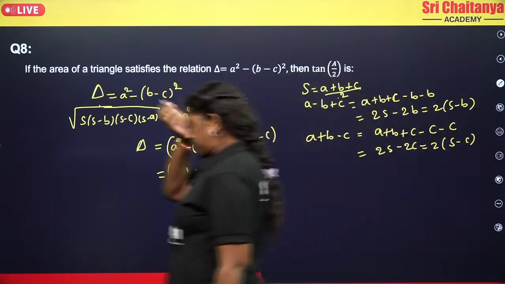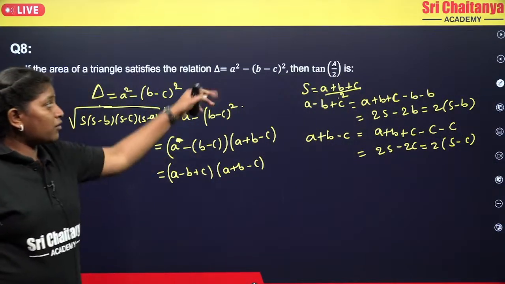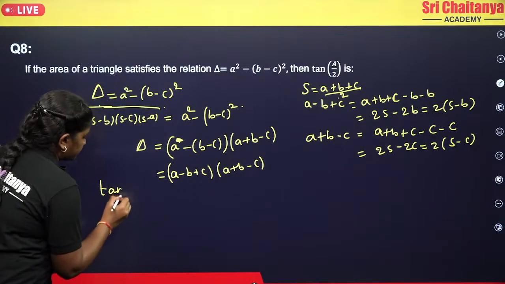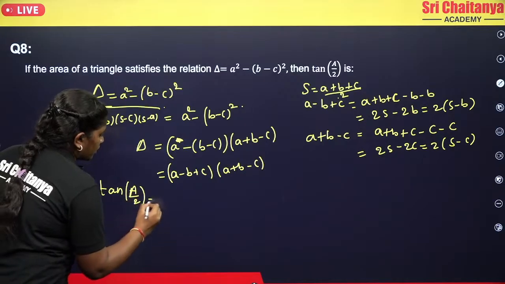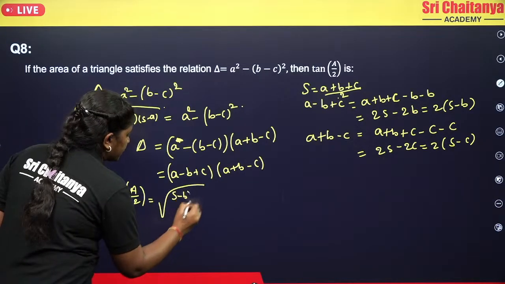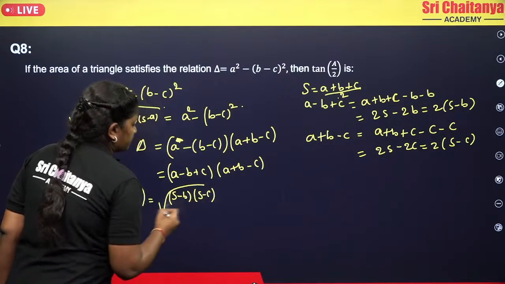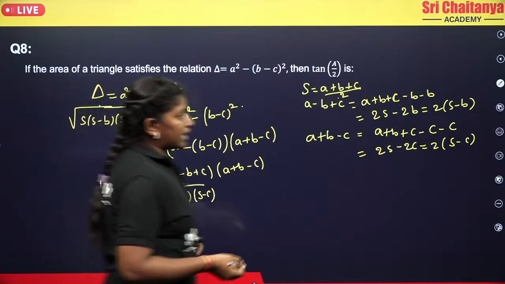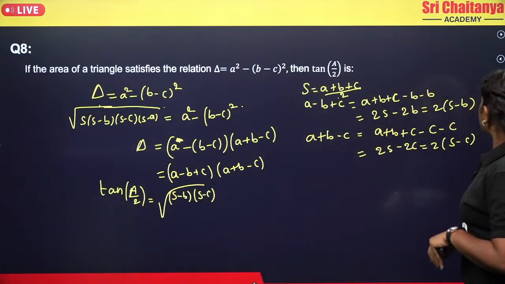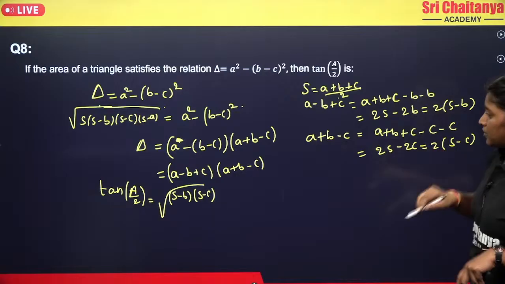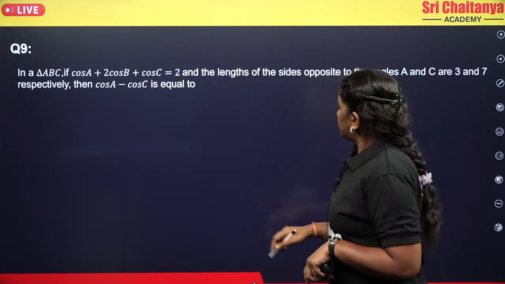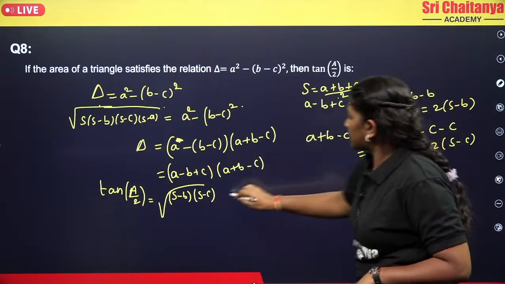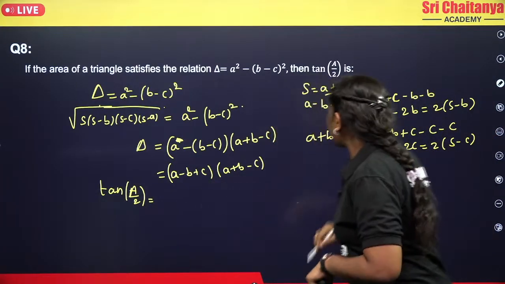Okay. Now if you observe here, they are asking the value of tan of A by 2. So from the previous condition, tan of A by 2 will be given by root of s minus b into s minus c. Otherwise you can take the direct formula also, right? So instead of this, you can take the direct formula for tan, because in the previous case we have taken the square. So here we can take the direct one.